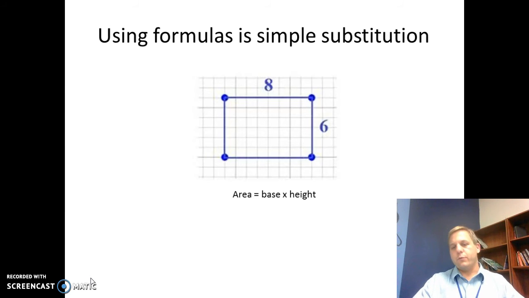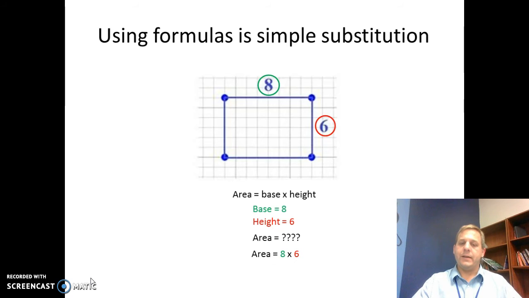I know that the formula to find the area of this rectangle is area equals the base times the height. What I don't know are the values yet. So let's look. We have an 8. I'm going to name that the base. So the base is 8. We have a 6. That's going to be the height. I still don't have a value for the area, but what I know is the area equals base times height. So the area of this rectangle is 8 times 6, which means the area is 48.